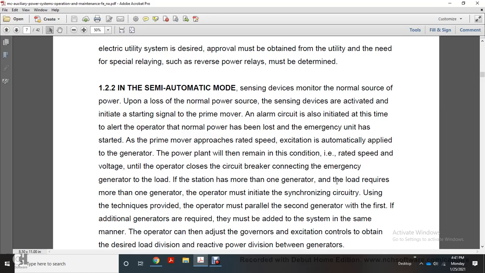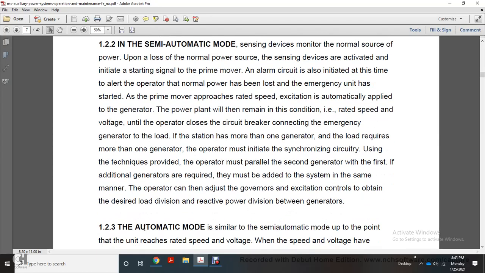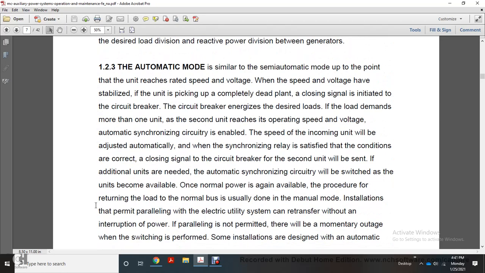If the station has more than one generator and the load requires more than one generator, the operator must initiate synchronizing circuitry using the techniques provided, and the operator must parallel the second generator with the first. If additional generators are required, they are added to the system in the same manner. The operator can adjust the governor and excitation controls to obtain the desired load division and reactive power division between generators.